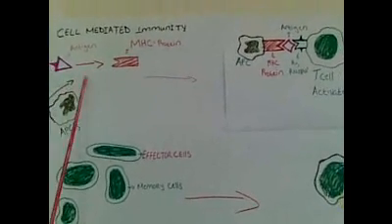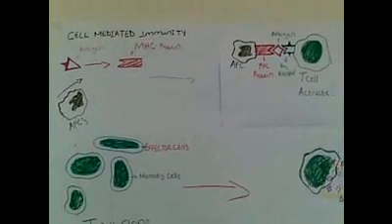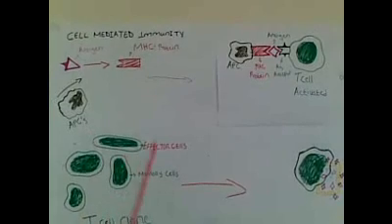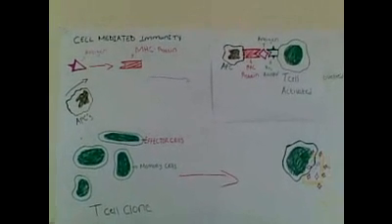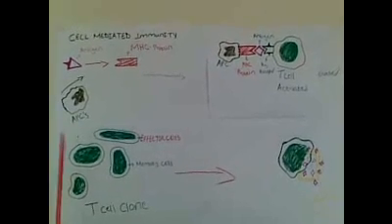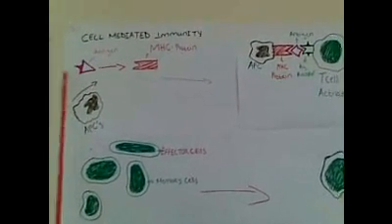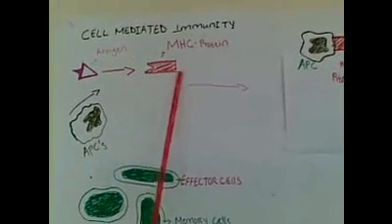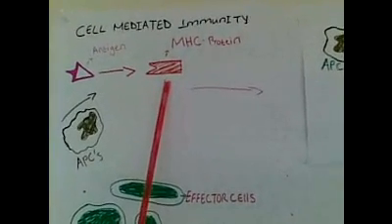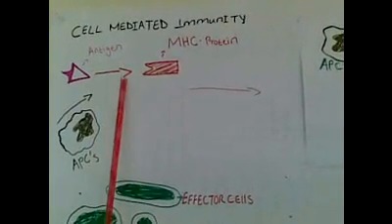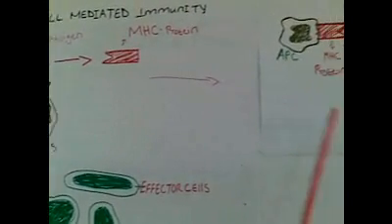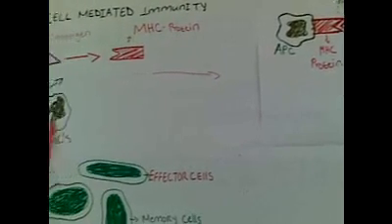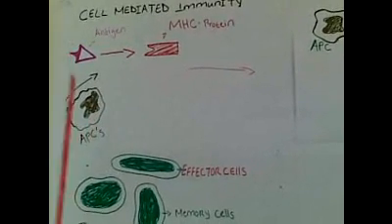Basically, the cell-mediated immunity involves the T cells, which mature in the thymus gland and enter the bloodstream and lymph as helper T cells and cytotoxic T cells. When an antigen enters the body, it associates with the MHC protein. It binds with it, and an APC presents them to the T cell. Basically, APCs can be macrophages or monocytes.